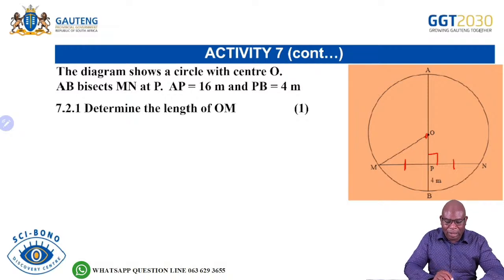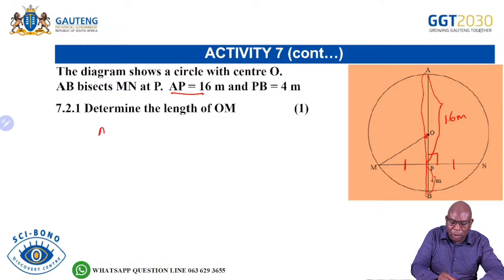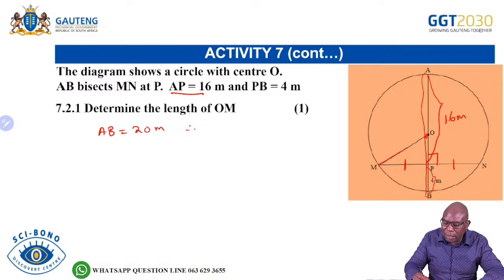Okay, now quickly it says determine the length of OM. The length of OM is 1 mark. You are given that AP is 16, so from here to there it's 16 meters. Then you are given that PB is 4. So it means that the whole diameter from there to there is 20. So AB is a diameter, it's 20 meters. Therefore, OM is a radius. And what do you know about the radius? The radius is half of a diameter. So therefore, OM will be 10 meters. That's the 1 mark, just for writing that.